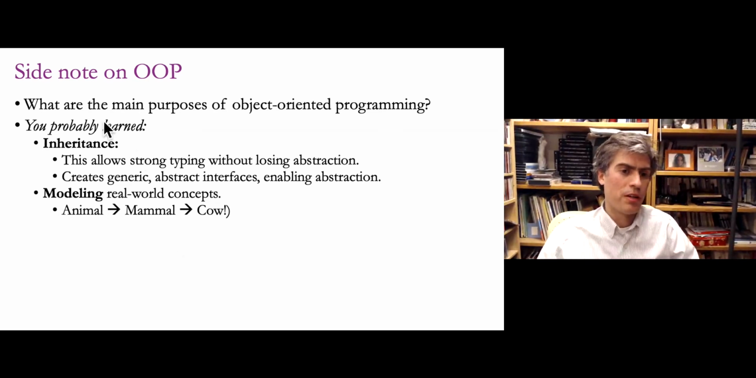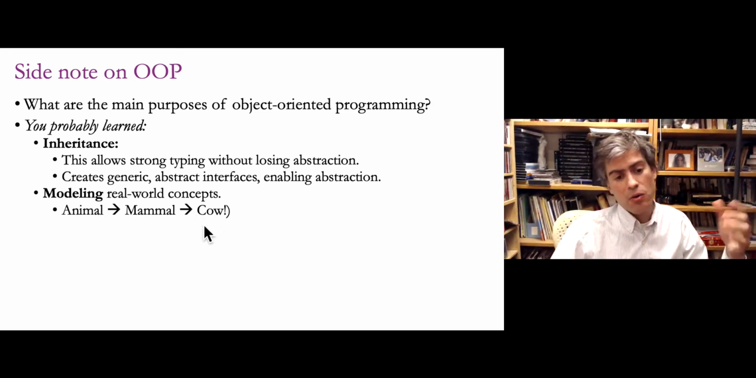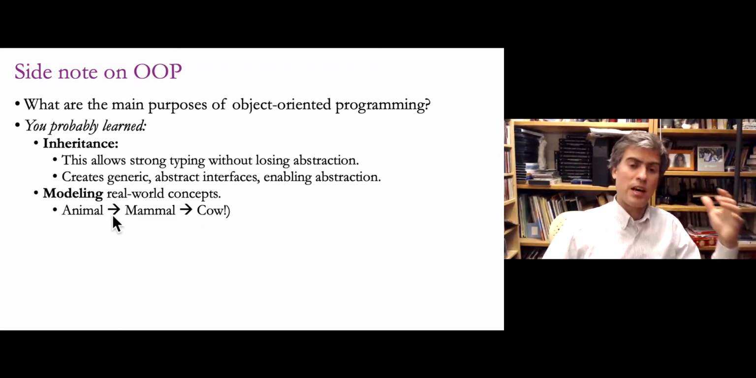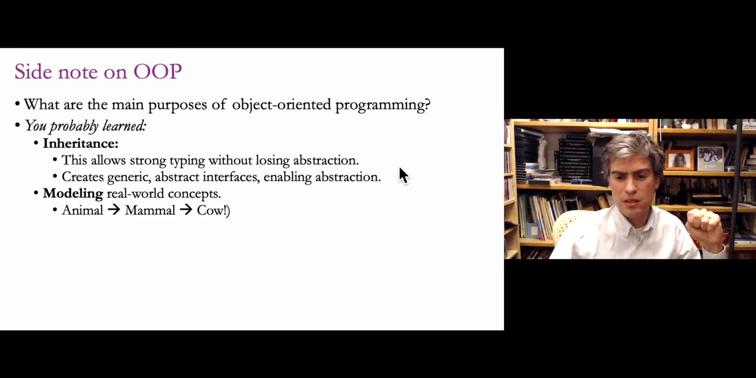Another thing you might learn in object-oriented programming is that it allows you to model things in the real world. For example, a cow is a mammal and also an animal. That's a hierarchy of types. I think a lot of object-oriented programming lessons focus a lot on this, even though it is not really super useful, except to the extent that it impacts this inheritance concept that is important.